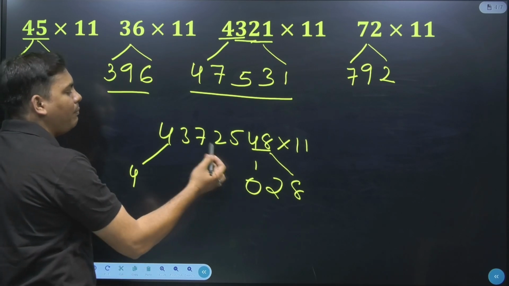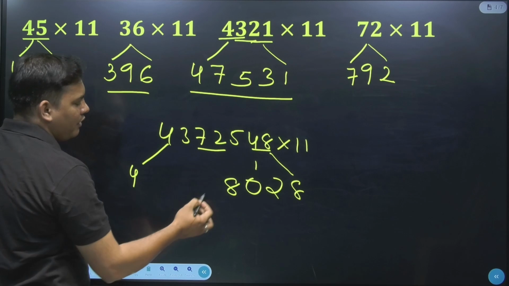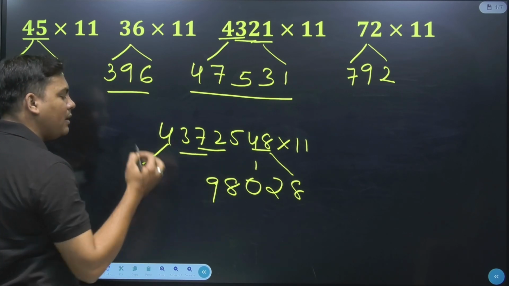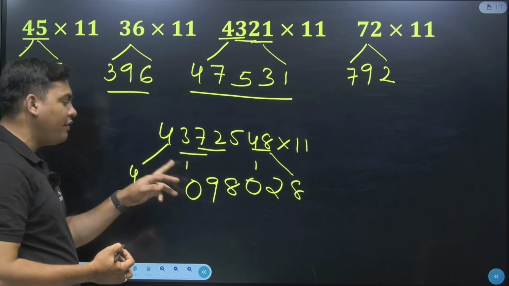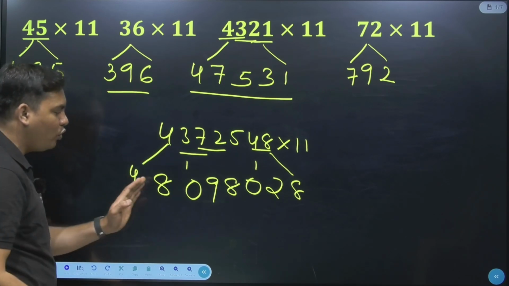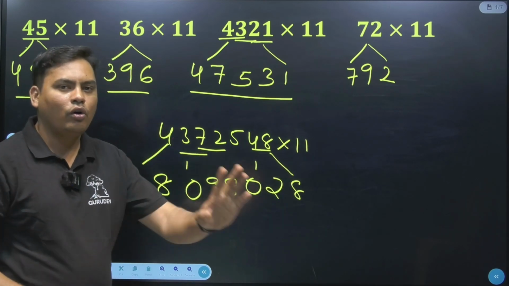1 carry. 5 plus 2 will be 7. 7 plus 1, 8 here. 2 plus 7 will be 9 here. 7 plus 3 will be 10. 1 carry. 4 plus 3 will be 7. 7 plus 1, 8. My answer will be 48098 here. I think everyone got the concept here.